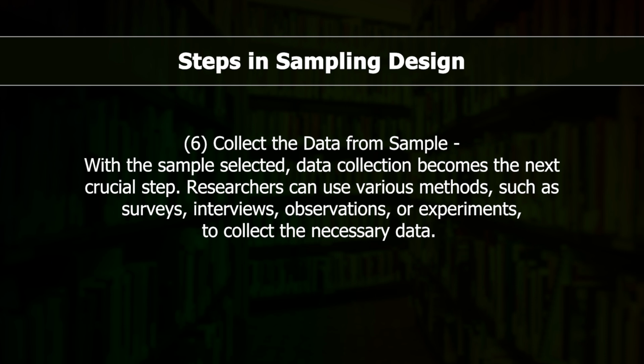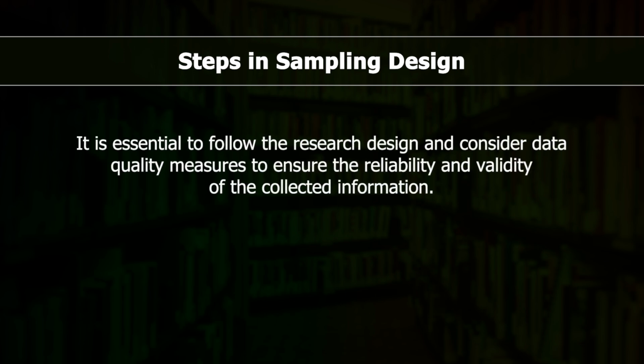With the sample selected, data collection becomes the next crucial step. Researchers can use various methods such as surveys, interviews, observation, experiments, etc. to collect the necessary data. It is essential to follow the research design and to consider the data quality measures to ensure reliability and validity of the collected information. Collecting the data from the sample involves establishing effective communication channels, designing appropriate data collection instruments, and of course, capturing the information accurately to minimize the measurement errors.